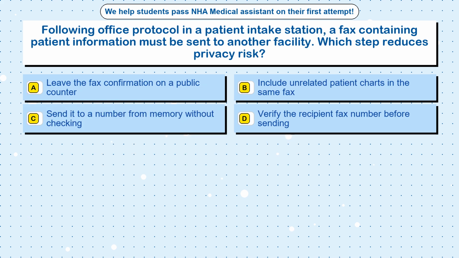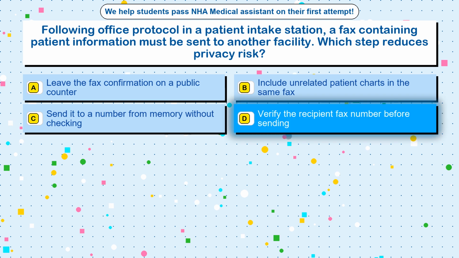Question 33. Following office protocol in a patient intake station, a fax containing patient information must be sent to another facility. Which step reduces privacy risk? Option A, leave the fax confirmation on a public counter. Option B, include unrelated patient charts in the same fax. Option C, send it to a number from memory without checking. Option D, verify the recipient fax number before sending.